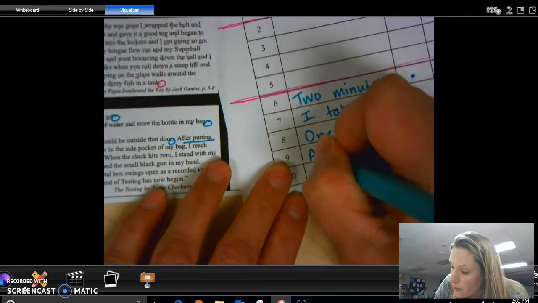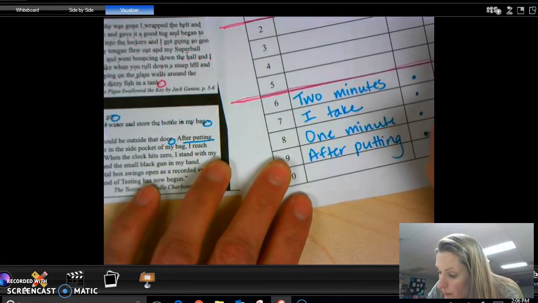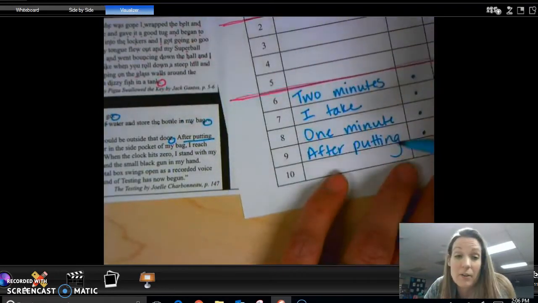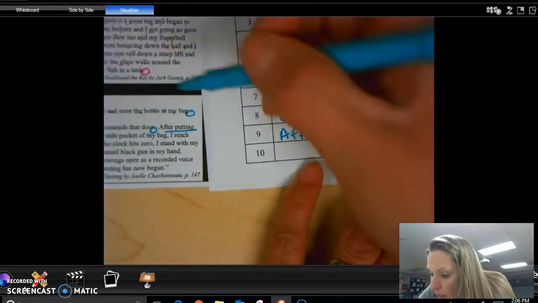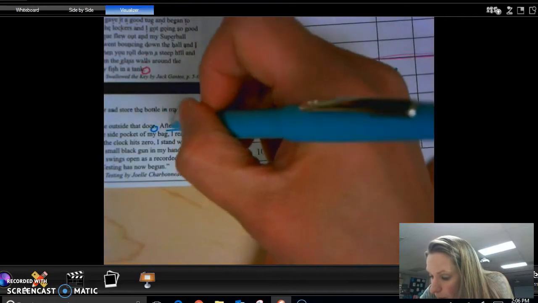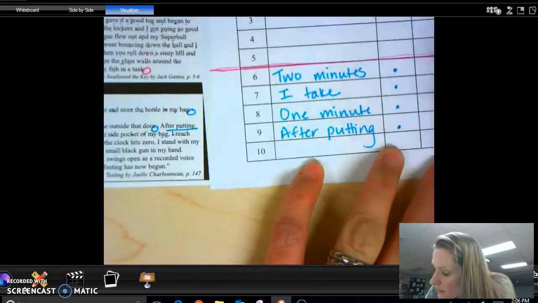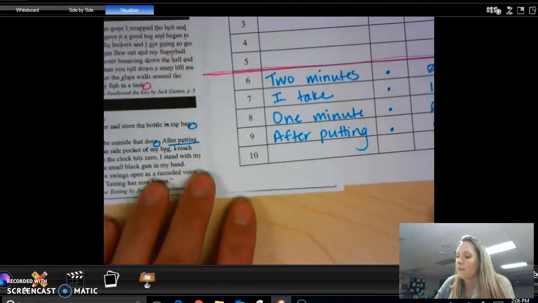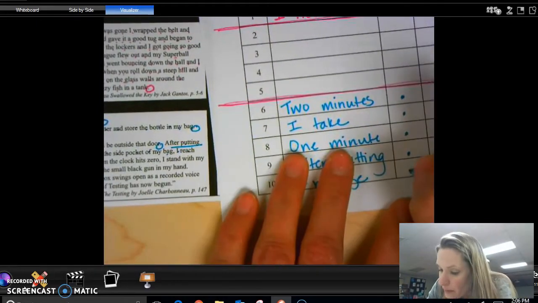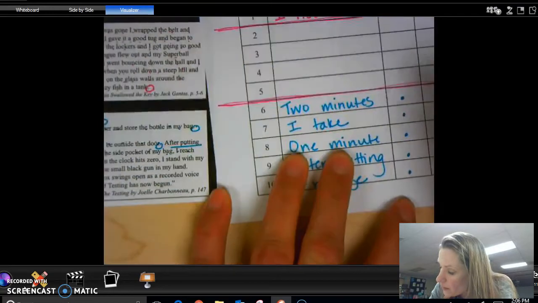The next one says after pudding. Ends with a period. Oh no, I got the wrong one. I realized I skipped one. We're just going to have to skip that one. Ands, buts, and ors, 0. And there are 1, 2, 3, 4, 5, 6, 7, 8, 9, 18 words in that sentence. Okay, I'll go ahead and do the I realize here. It ends in a period as well. 1, 2, 3, 4, 5, 6, 7, 8 words and 0 ands, buts, or ors.